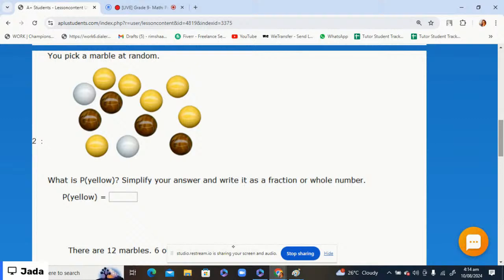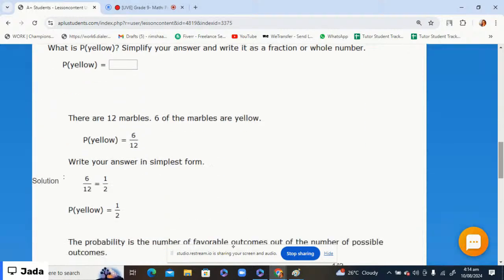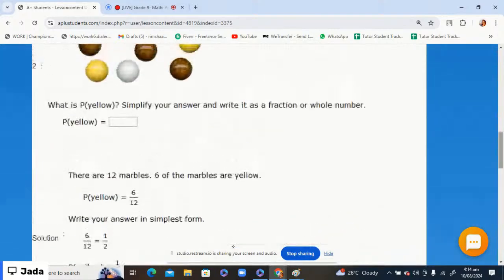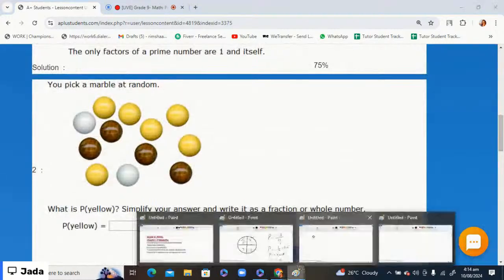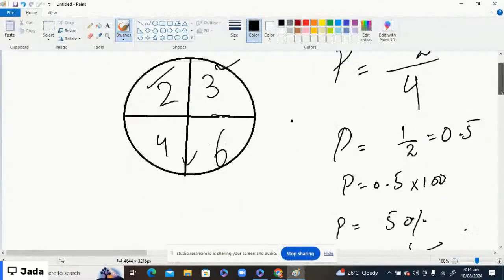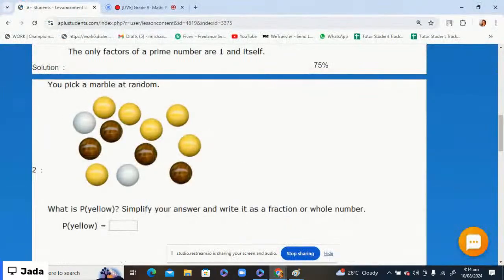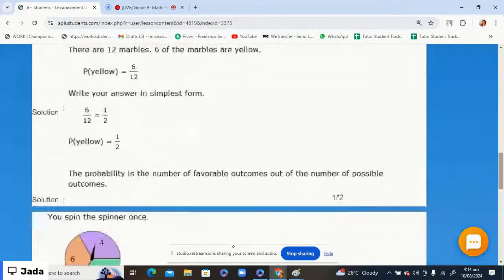12 are total. How many yellow are there? It's 1, 2, 3, 4, 5, 6. So 6 by 12. Okay, understand? So this is the probability. The total we always put in the denominator. In the denominator we put the total number, total outcomes, and how many you are interested in you put on the top. This is basically the probability. Okay, this is the same.